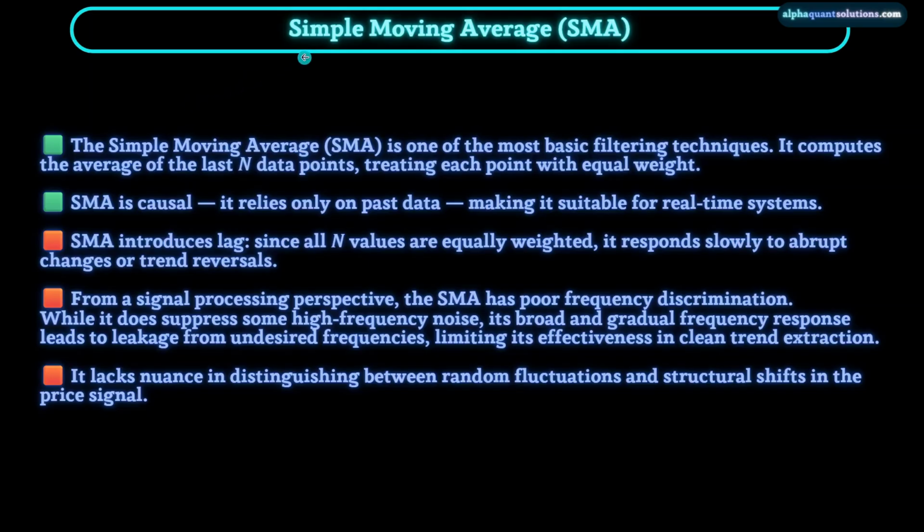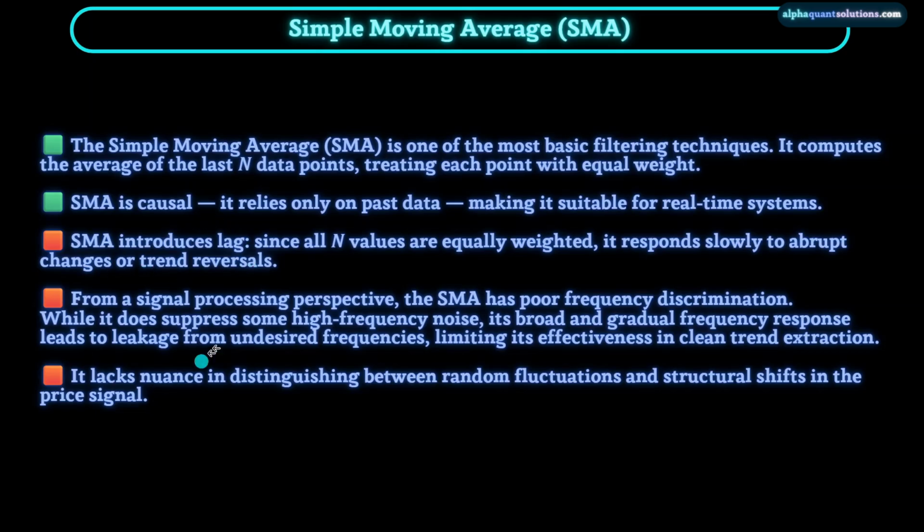We first focus on the simple moving average, or SMA. Well, this one has two benefits and, let's say, three liabilities. So what are the good points of SMAs? Well, the SMA is one of the most basic filtering techniques, so it's quite simple, and it computes the average of the last n data points, treating each point with equal weight. The second good point about SMAs is that the filter is causal. So as we just mentioned before, it relies only on past data, making it suitable for real-time systems.